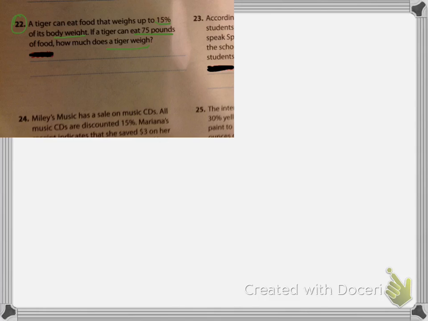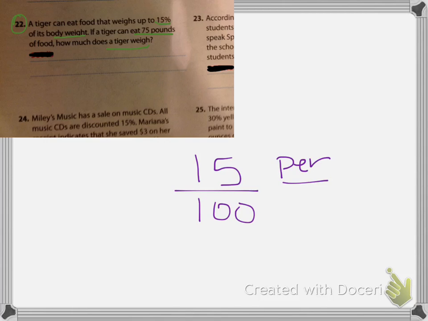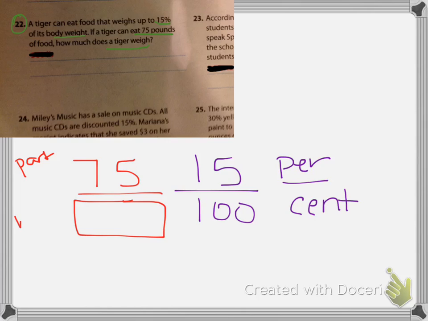So again, we have to ask ourselves, are we looking for the part or the whole? In this problem, we're looking for the whole. First let's start with the percent, because that's the easy part. So 15% will be set up as 15 per 100. And I would like to see the percent off to the side as well so that you are reminded of what you need to write. Then they gave us, if the tiger can eat 75 pounds of food, so that's the part. Then they want to know how much the tiger weighs. So what he weighs is going to be the whole.